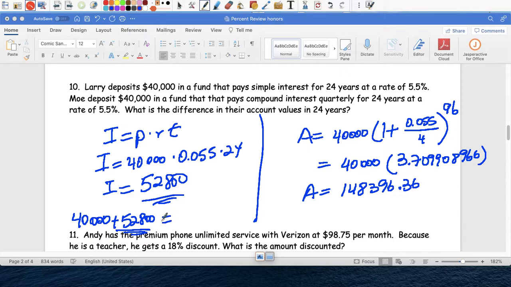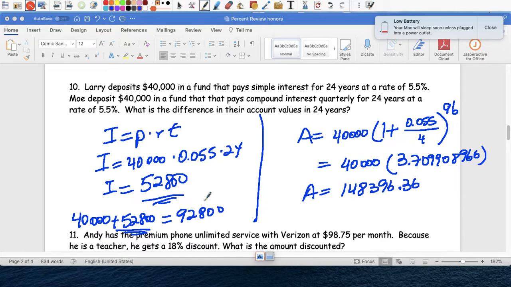So let me add these two here from the first. So 40,000 plus 52,000 is 92,800.